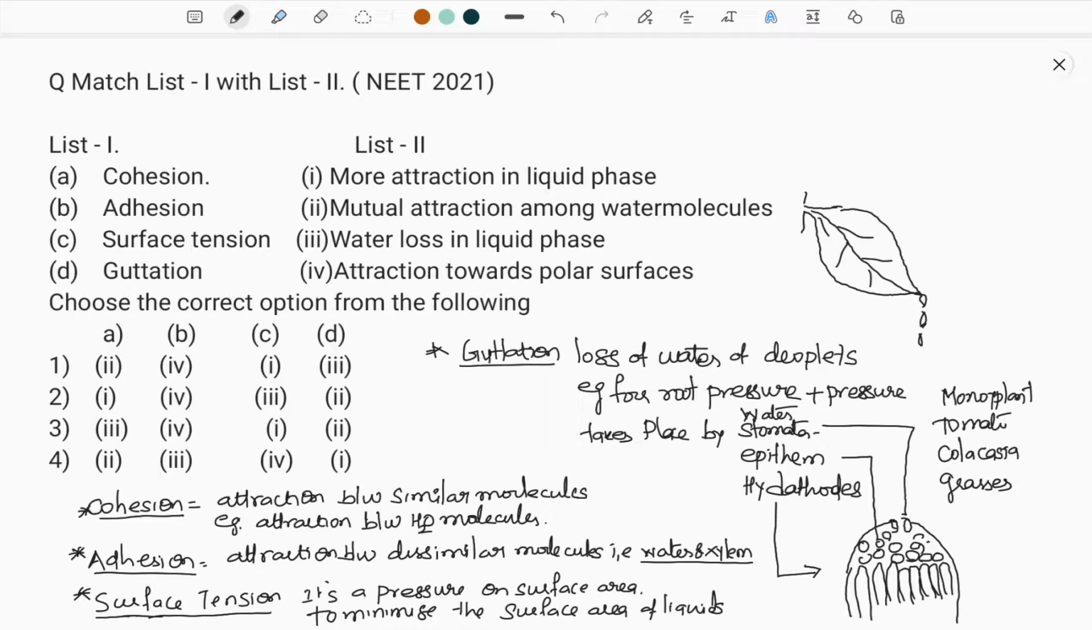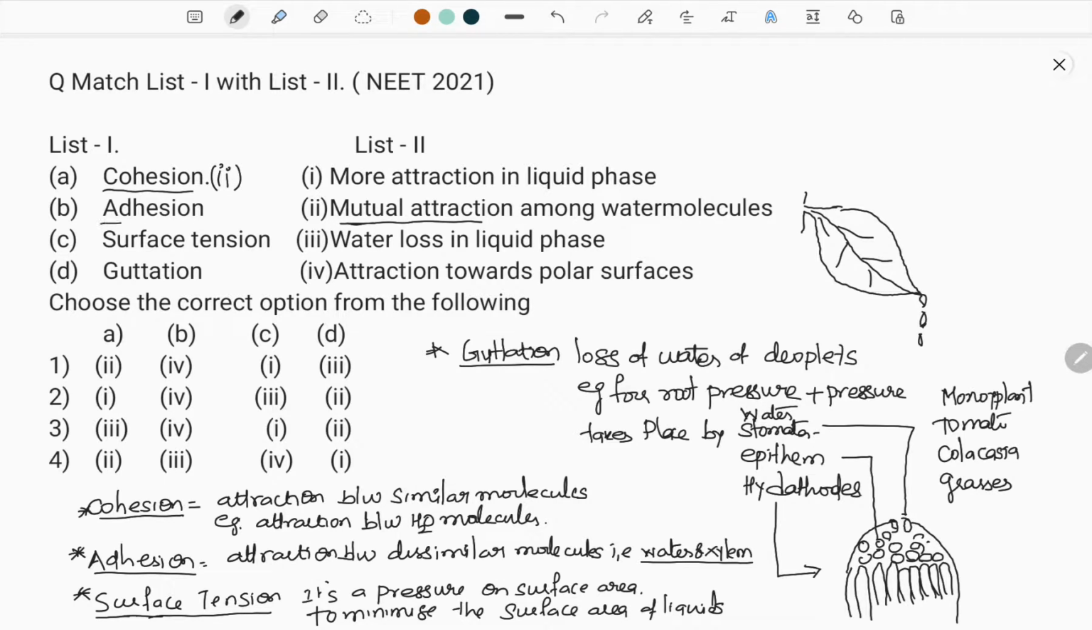So it is about 50 meters per hour, about 130 meters in height, that the water is pulled, and that is explained by this theory. So he took the same terms from that theory. One is cohesion. Cohesion means, as I told you, attraction between similar molecules. So it is very much suitable with mutual attraction between water molecules. So it is option 2 here.